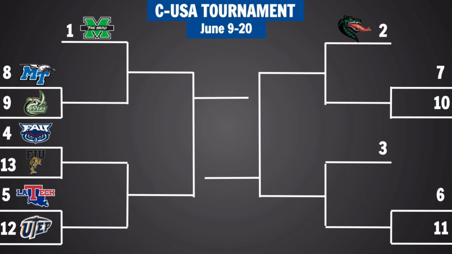So it was pretty tough to seed these teams just based off of that. But FAU did end up having the 4 seed due to a few factors. But UAB will be the 2 seed. They're going to get the other first round bye. They're going to play the winner of the 7 and 10 seed game between 7 seed North Texas and the 10 seed, which is going to be Southern Miss.